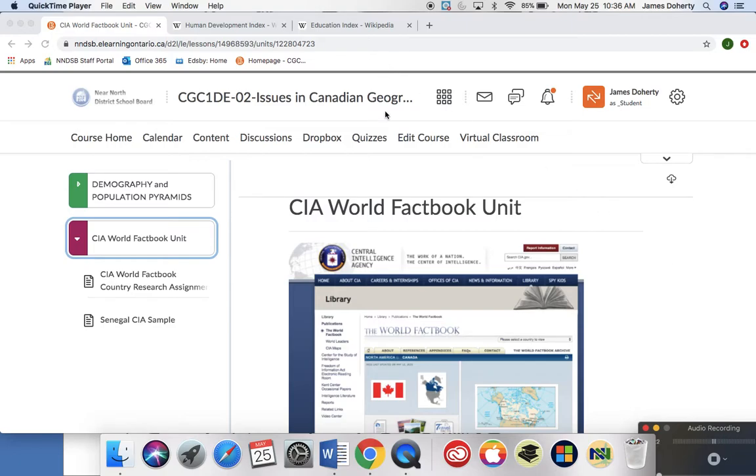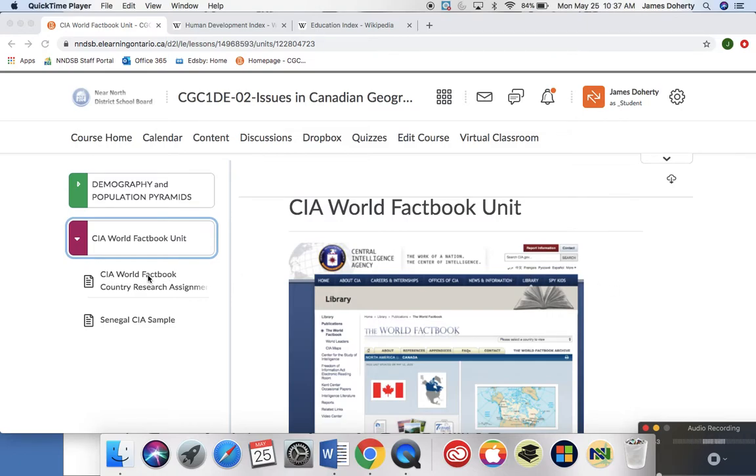Another one is the CIA World Factbook. Basically, the Central Intelligence Agency gathers information on various different countries in the world, and they pool it together and place it on this particular website. This is more of an activity that follows in line with demographics and population pyramids, so it kind of makes sense that we would do this after doing the previous task.